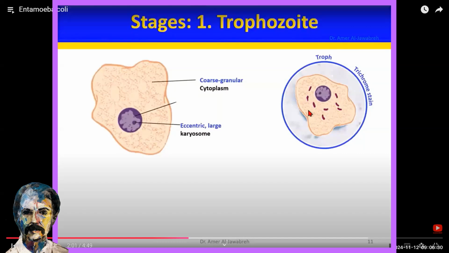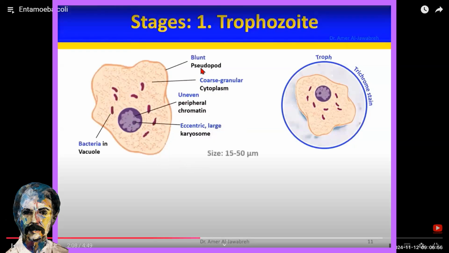It has bacteria inside, it eats bacteria. Coarse granular cytoplasm, not fine as in the histolytica. Why? Because this eats lots of bacteria and collects debris while it's moving. So these are the bacteria and vacuoles. Blunt pseudopod. So the pseudopod is not finger-like, it's blunt. It moves in all directions, but not in a projection like histolytica.